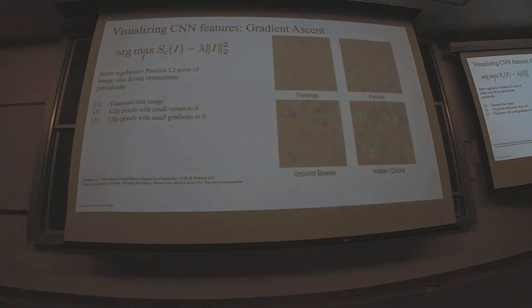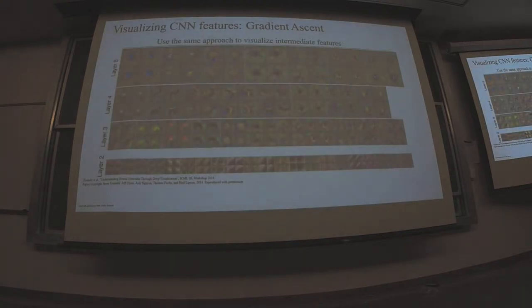So here's some examples. Like the flamingo case, I think it's easy to tell why the network thinks that's a flamingo. And then ground beetle is kind of like a beetle in these images. Some more examples, and again, we can also do this gradient ascent technique at specific layers. So here we're visualizing gradient ascent from specific layers. So you can see at a specific layer what the network is actually looking for. So again, this is all for interpreting what the network is doing.